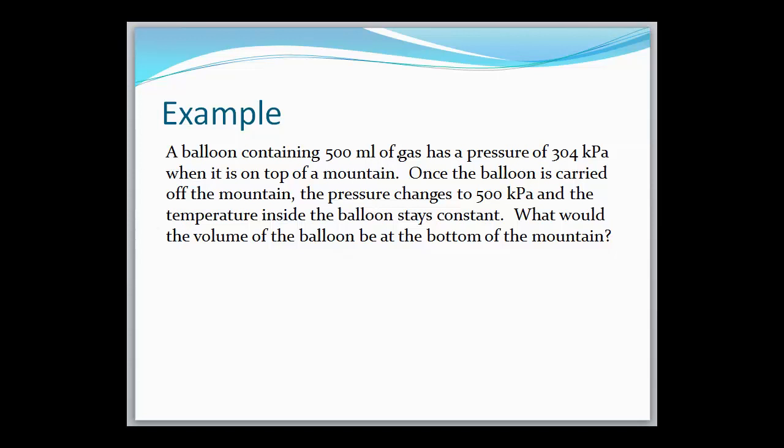We've got a balloon containing 500 milliliters of gas, so let's write our unit right away. Volume, remember, milliliters is a unit of volume, with a pressure of 304 kilopascals. So pressure, 304 kilopascals when it's on top of a mountain. Once the balloon is carried off the mountain, the pressure changes to 500 kilopascals. So now our new pressure is 500 kilopascals. The temperature inside the balloon stays constant, so we don't have to worry about that. What would the new volume be?